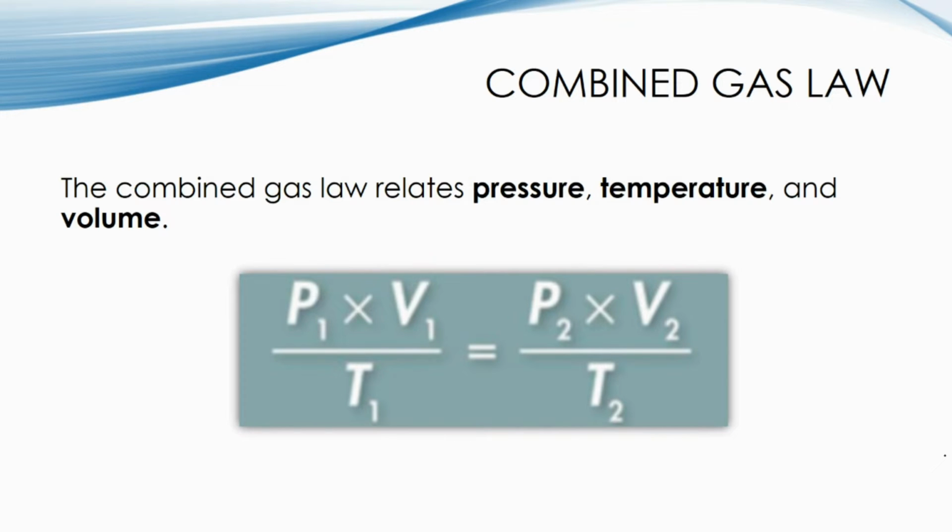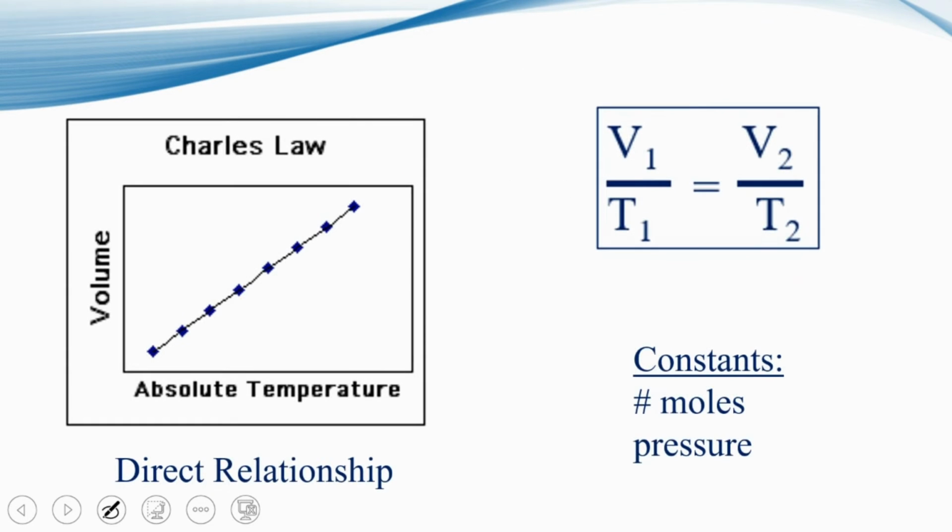For example, we know that Charles's Law is going to involve volume and temperature. So we can ignore pressure and we would end up with the equation for Charles's Law. However, if we were to ignore instead the temperature, we would end up with Boyle's Law. So that is where the combined gas law comes into play. And really, you only need this one equation to figure out the other three gas laws. So with that in mind, let's go ahead and do a quick recap on Charles's Law.